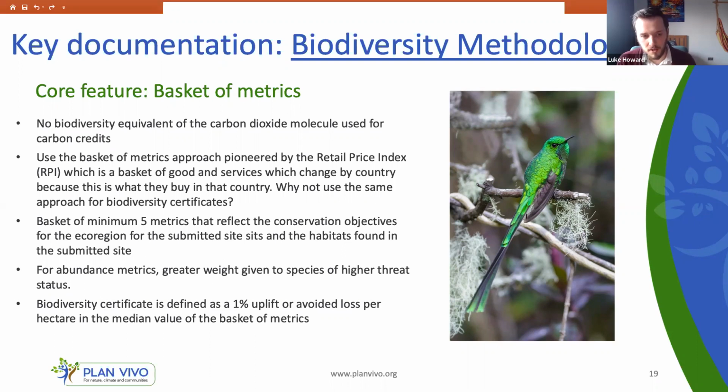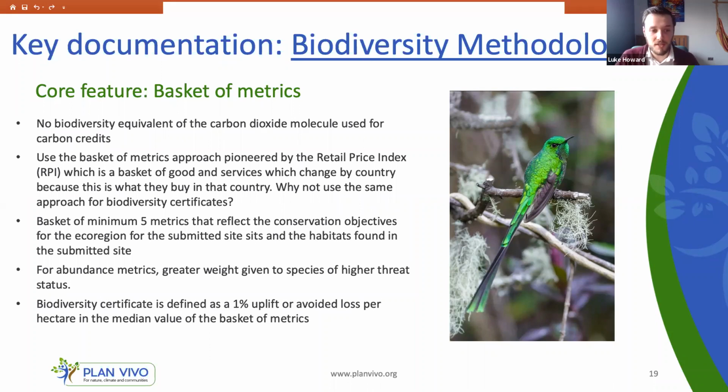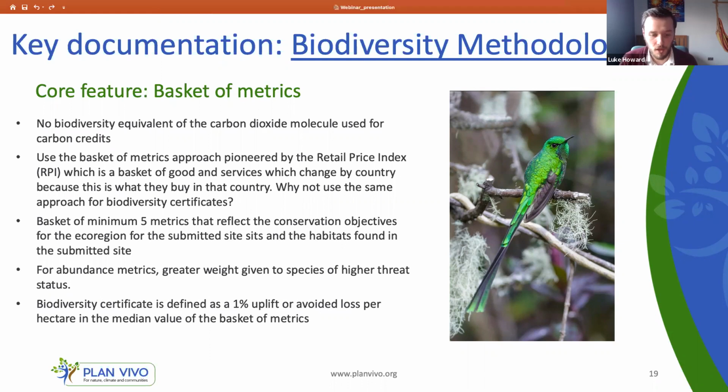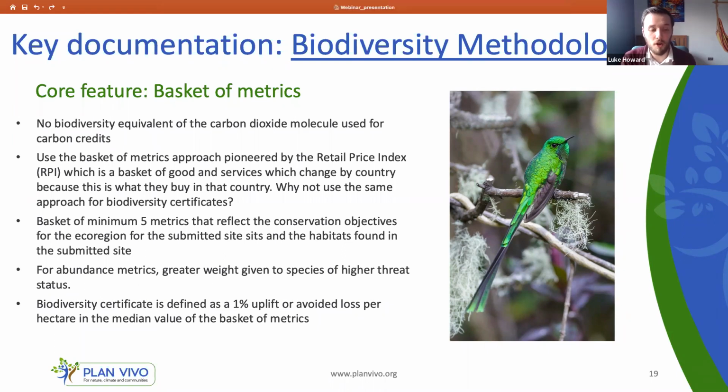So if that's the case, then what is the alternative solution? Well, another approach is that we follow something similar to what was pioneered by the Retail Price Index, which uses a basket of goods and services, different for each country, that is specific to what they buy within that country. So why not use the same approach for biodiversity certificates? This methodology requires that projects choose at least 5 metrics that reflect the conservation objectives of the ecoregion that the project is submitted within, but also the objectives of that country itself.